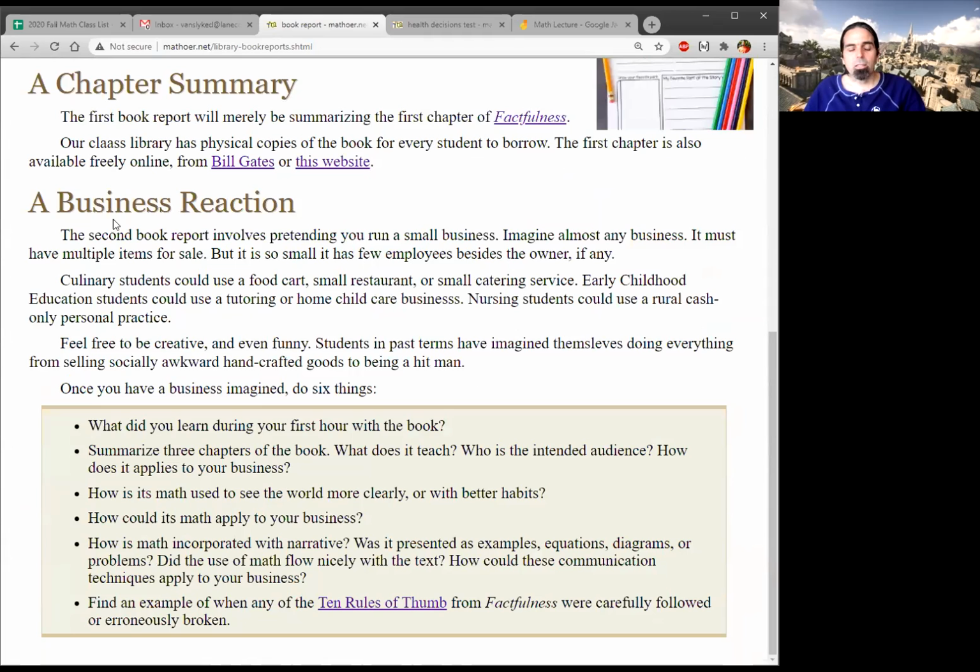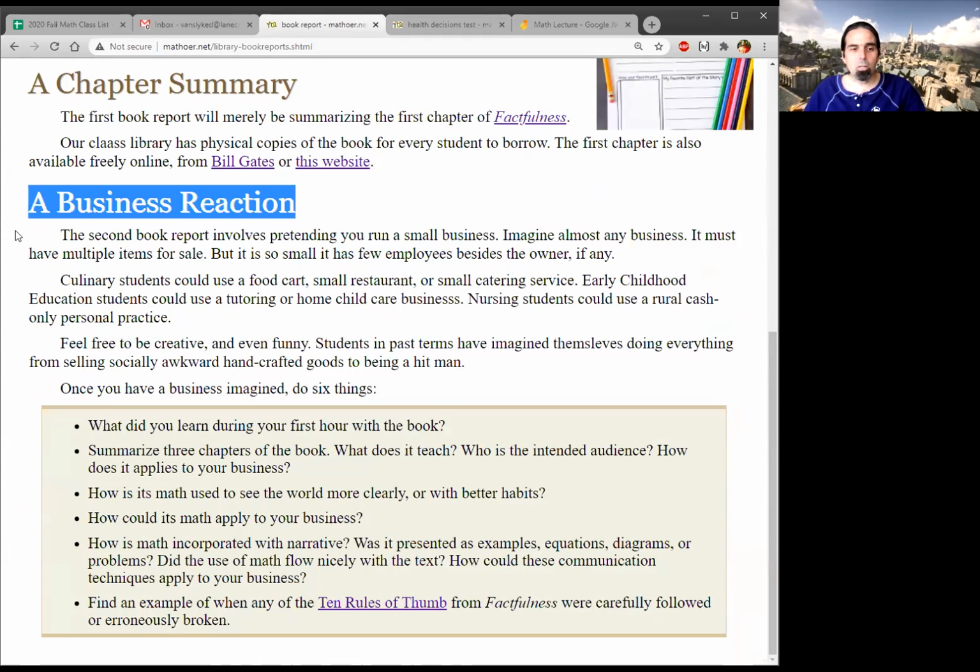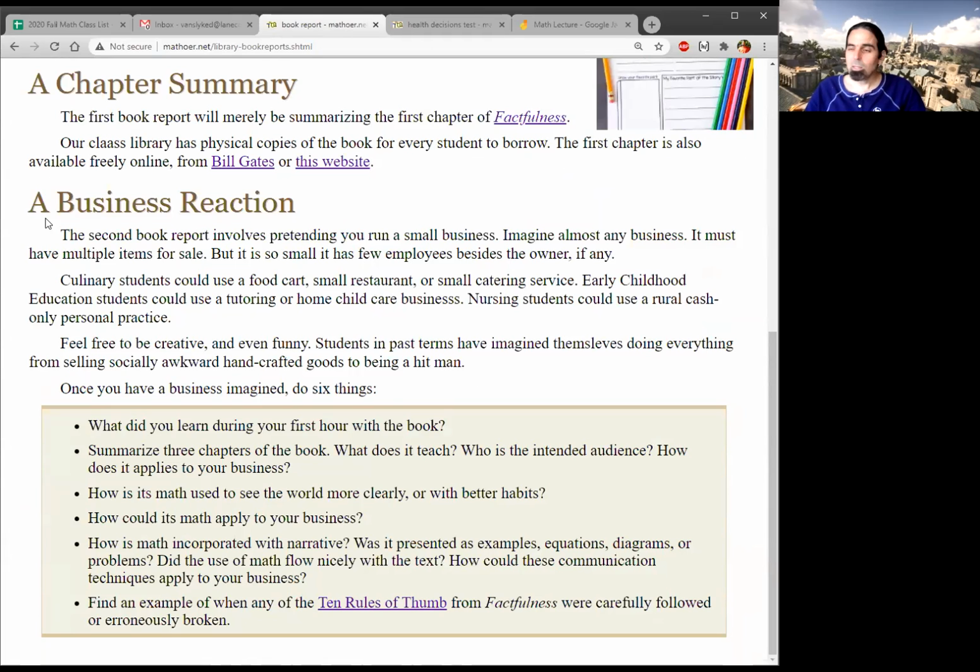The second one is a business reaction. Since pretty much everyone is forced to take Math 25 for business reasons, culinary or nursing or social work or something, then pretend you have a small business and make it so small that you don't really have any employees. That might be easiest to work with. And be creative. It doesn't have to be realistic. And read a little bit of your book.